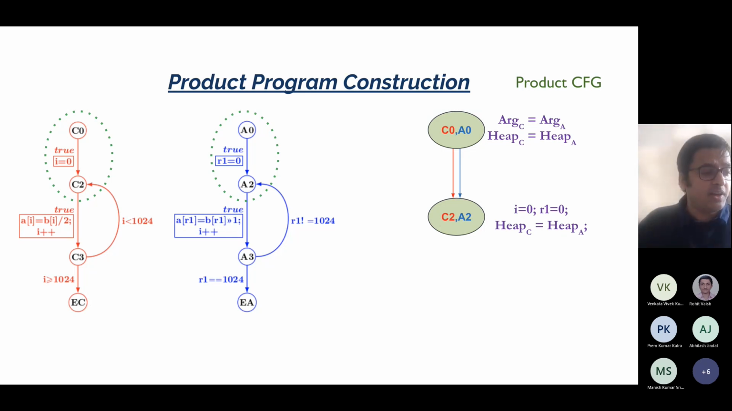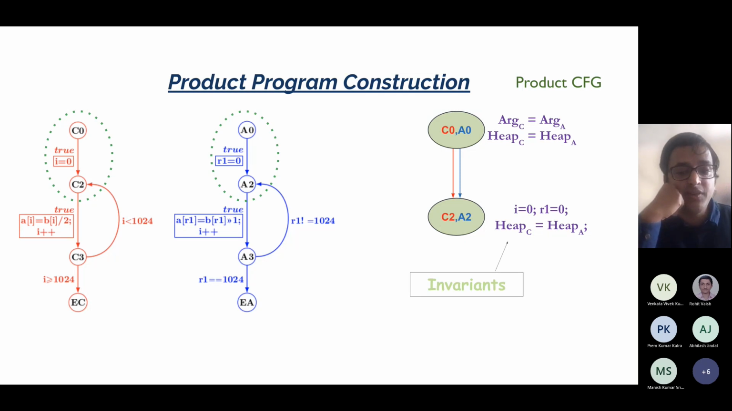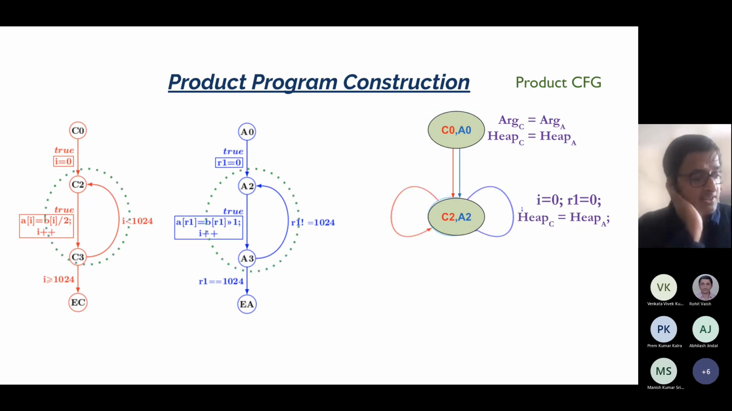These relations between variables of the two programs are also called the invariants in the product program. An invariant in the product CFG, I'm also using the word product CFG for the control flow graph of the product program, is a predicate that will always hold whenever the product program reaches that point. The algorithm then proceeds by correlating loop transitions along with updating the respective invariants.